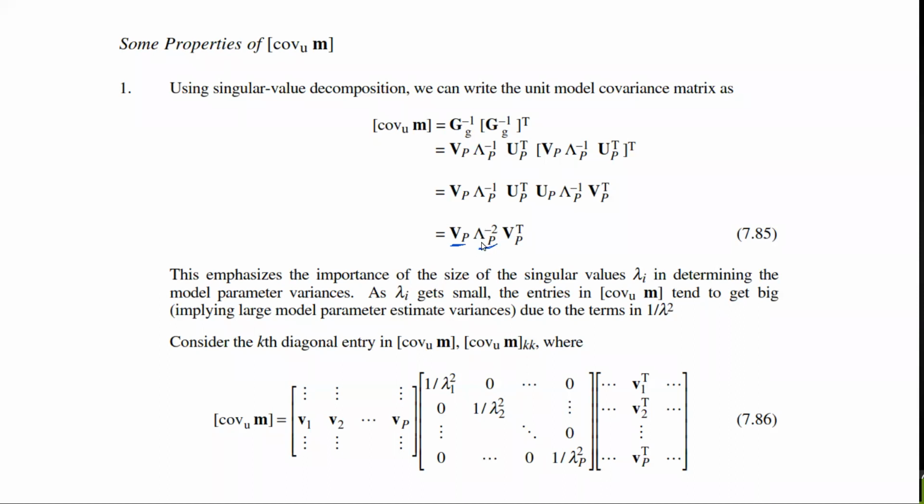So the reciprocal of the singular value squared, and then Vp transpose. These singular values are squared because we are multiplying two G's here. You see one is coming from here and the other one is coming from here, so this causes it to be squared. So the unit covariance matrix is just these Vp columns, and then the diagonal elements where the singular values are squared, the reciprocal, and then V transpose.